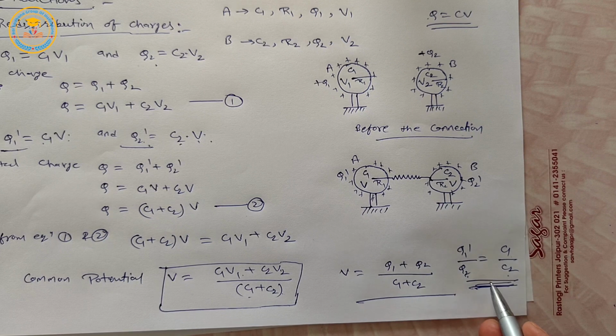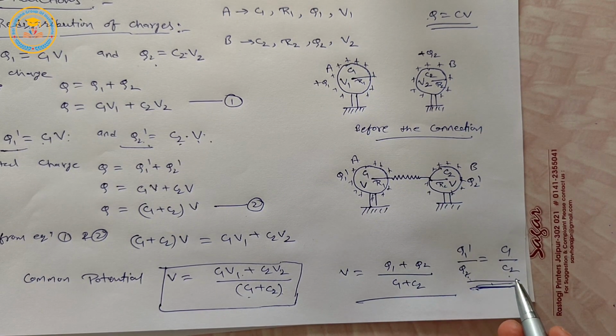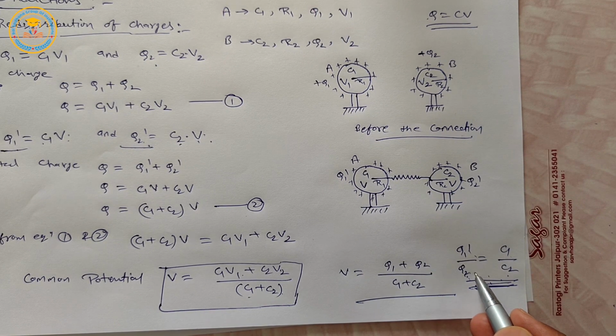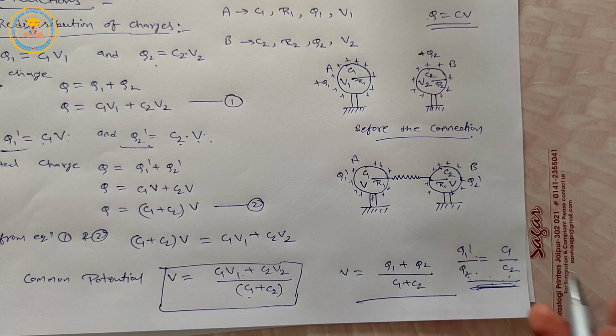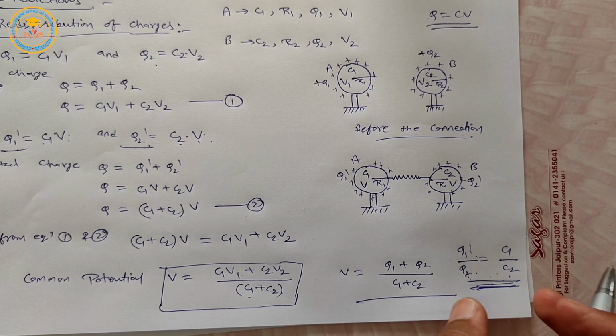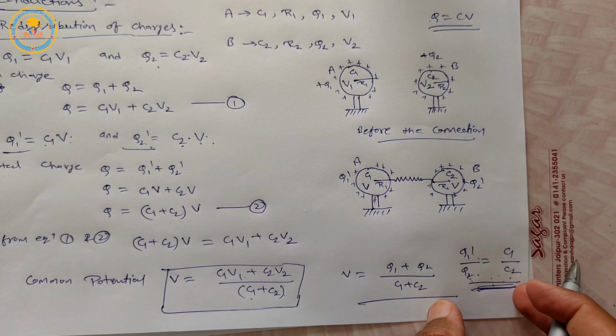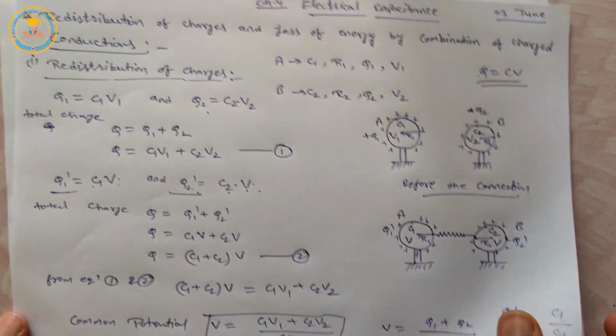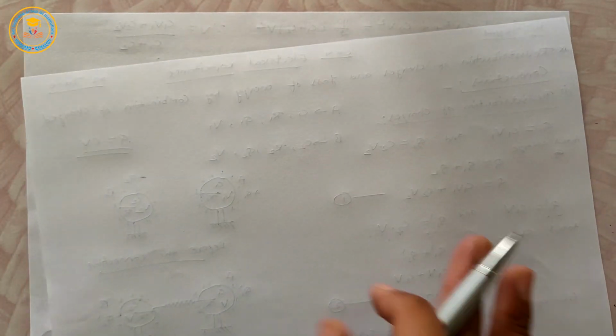Okay, again repeat, after redistribution of charges, the ratio of charges of conductors is in the ratio of their capacitance. This is a very important expression for our annual exam. Okay, next.